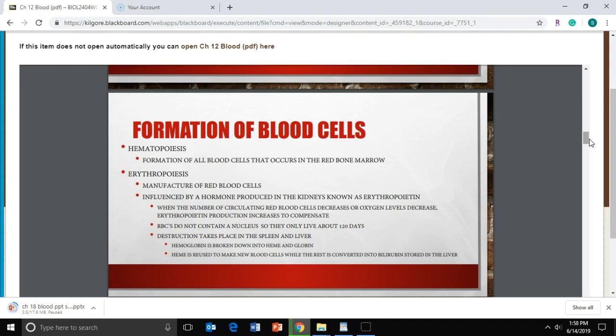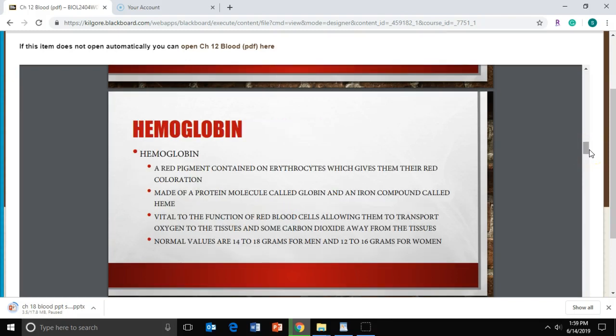Now, when the red blood cell is broken down, we end up with one of the substances in that red blood cell that transports the oxygen called hemoglobin. And hemoglobin, once it's broken down, will break into heme and also globin, which is a protein. Heme can be reused and converted into bilirubin, which will be stored in the liver.